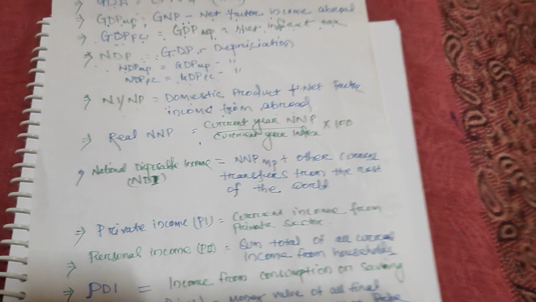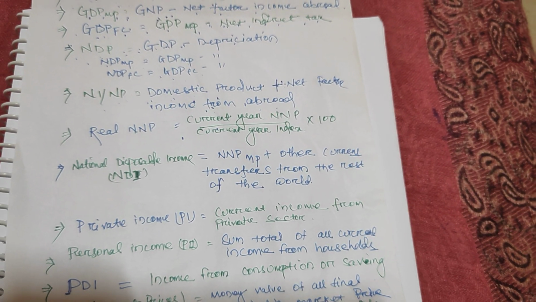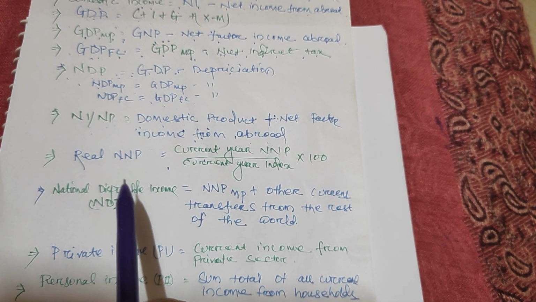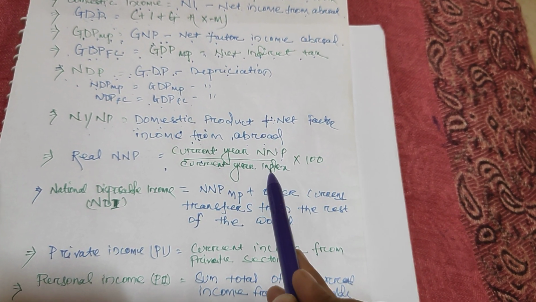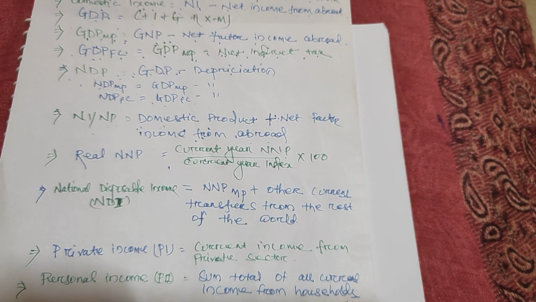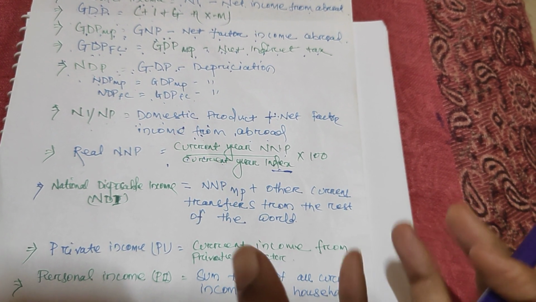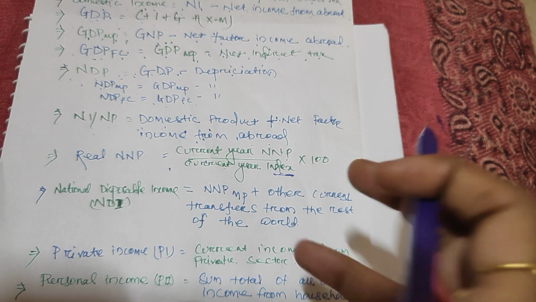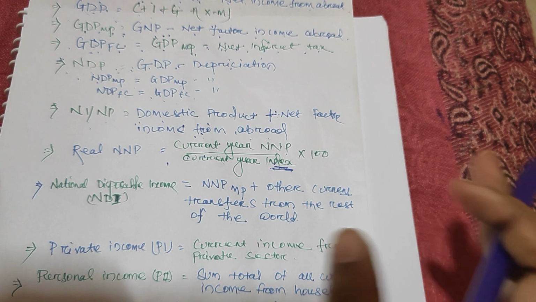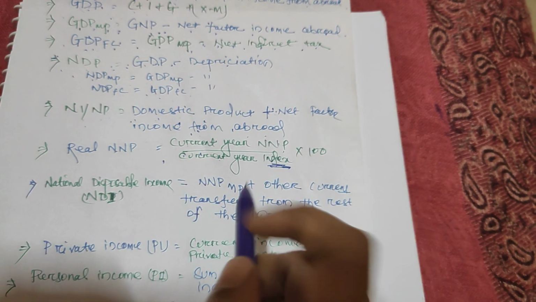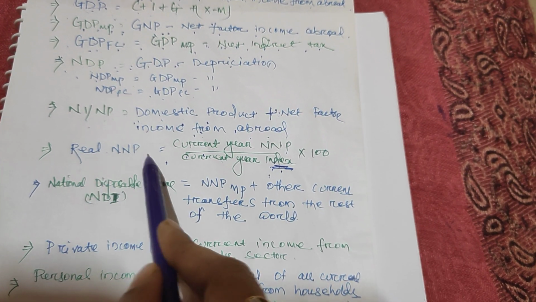Then next we will go for real NNP. Real NNP means real income. Get it? Real NNP, net national product, equals current year NNP divided by current year index, into 100. So now you may ask, madam, what is index? Index means, in economics, an index is a statistical measure of change in a representative group of individual data points. I hope I will explain index numbers finally in statistics. Get it? So you should know what an index is. That's why I told the definition, into 100, that is real NNP.